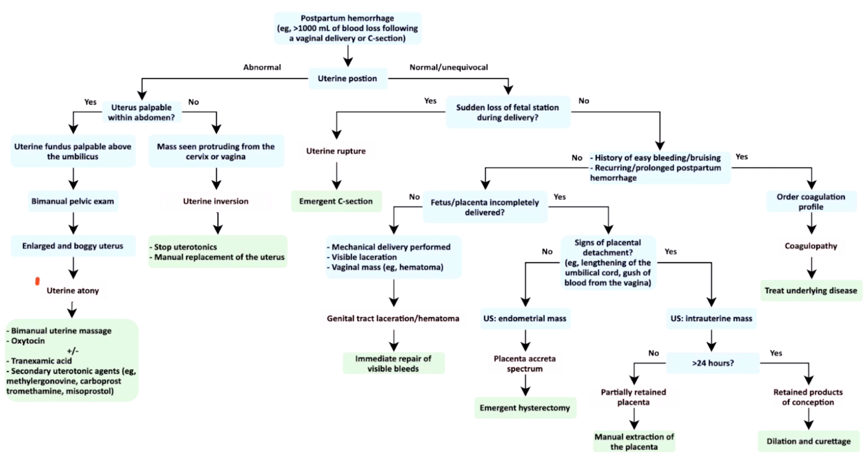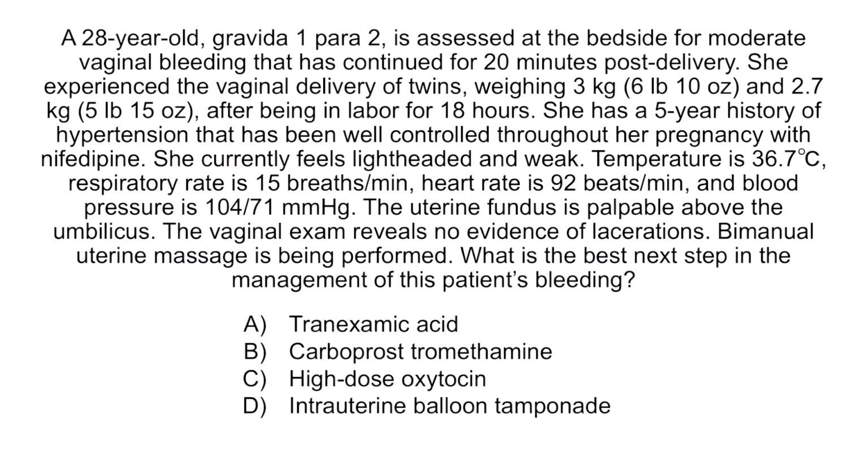So the first step for a patient with uterine atony is to perform a bimanual uterine massage, which is already being done. Next, we should give oxytocin. This tends to be started automatically at the hospital, but wasn't mentioned in the question stem, so this is the correct answer. After this, we would consider adding tranexamic acid before implementing secondary uterotonic agents. So returning to the question stem, answer choice C, high-dose oxytocin, is the correct answer.